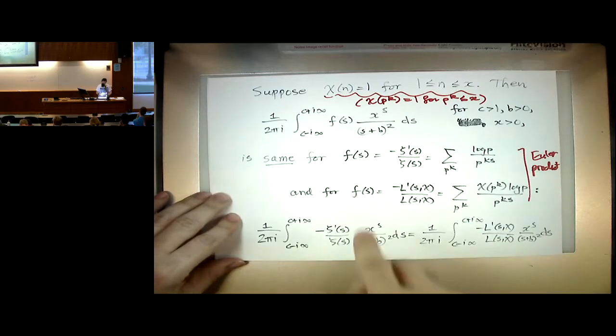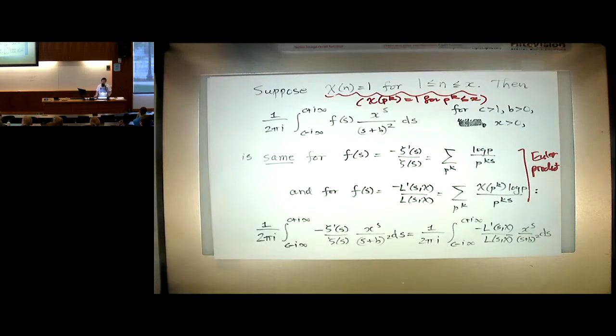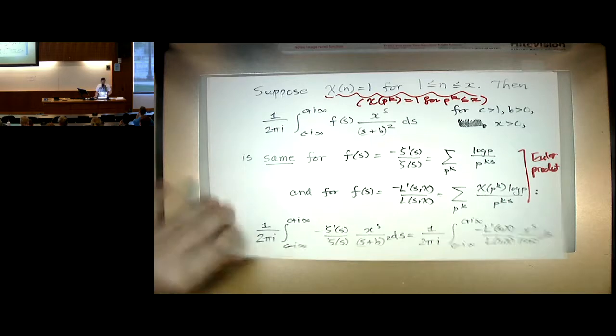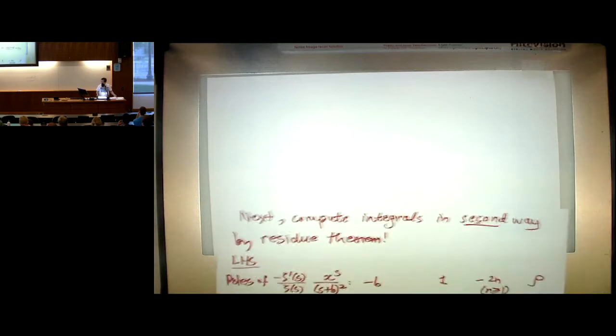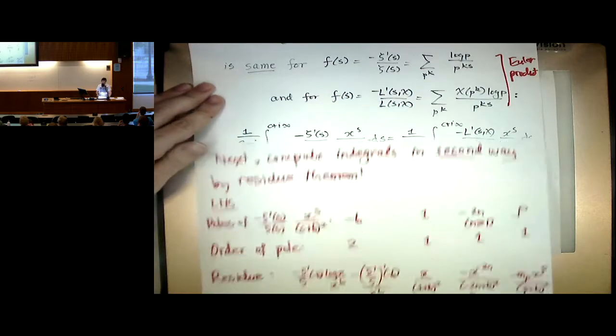So from the hypothesis that the character is 1 all the way up to x, I hope to bound how big x could be. From this property, I get these two expressions for any b bigger than 0 and any c bigger than 1 have to be the same. And so I'm going to fix the value of b eventually and then try to compare. So let's see what happens. We're going to calculate these integrals using the residue theorem. So let me put up here what the two functions are.